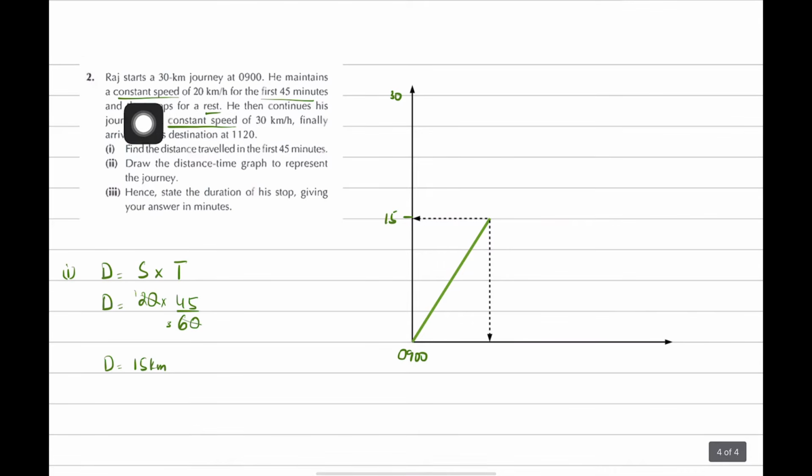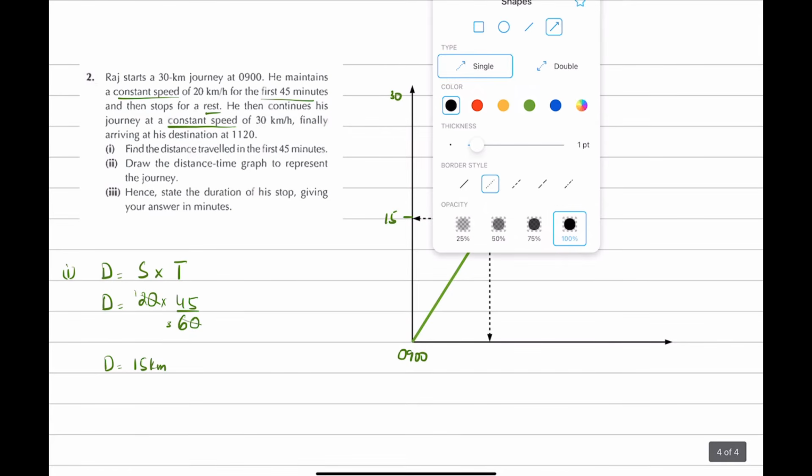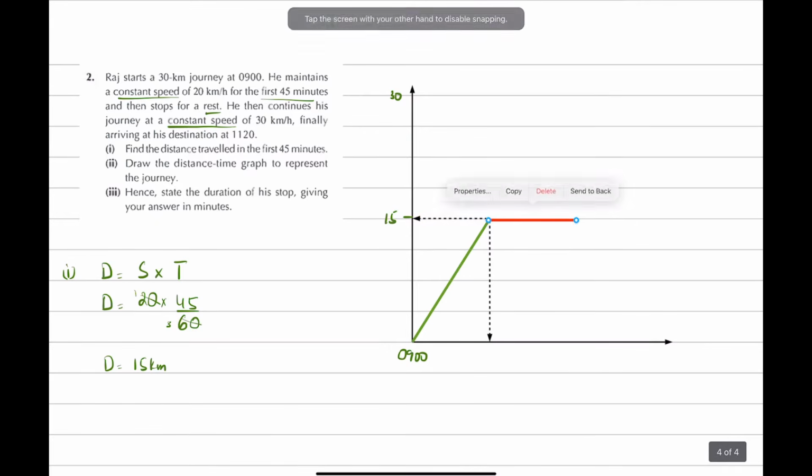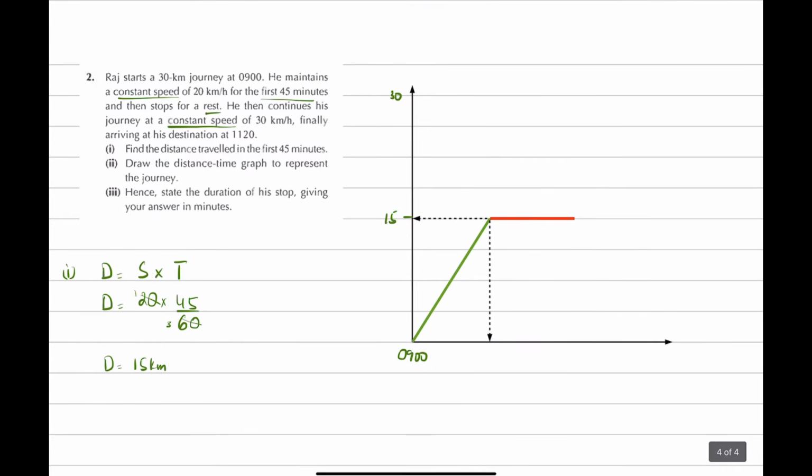Okay, then he stops for a rest, and the question doesn't tell you how long he's resting for. But if he is stopping for rest, then what is the graph going to be like for that part where he's resting? It will be a horizontal line. That's correct. A horizontal line. Okay. Now we don't know how long he's resting for. In fact, if you read part 3, you'll notice that's what you have to find. Okay. But that part comes later.